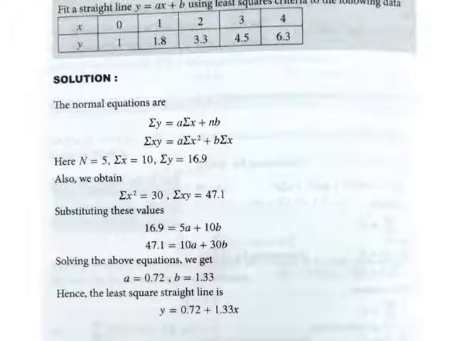Summation x equals 10, summation y equals 16.9. If you put all these values in the normal equations, we get two equations in a and b, and solving them gives a equals 0.72 and b equals 1.33. Hence the least square method gives the straight line y equals 0.72 plus 1.33x.